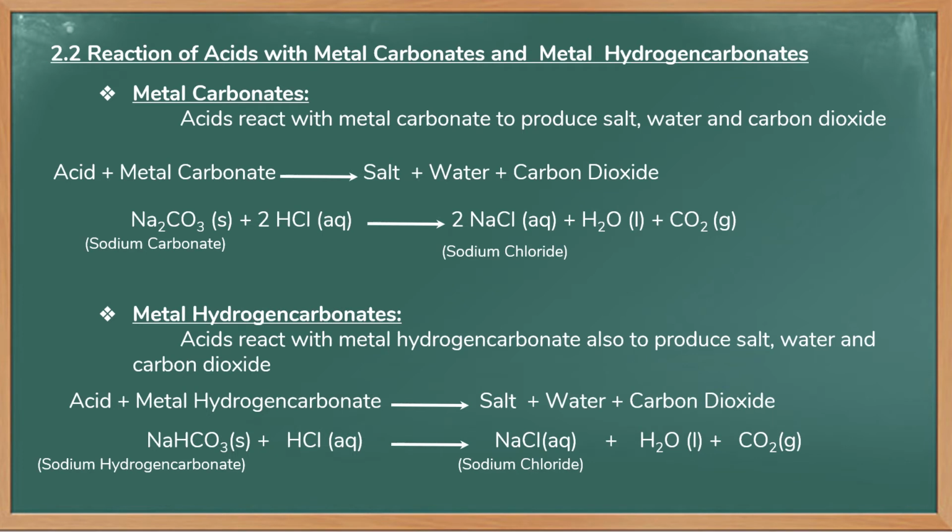With metal hydrogen carbonate also, the acids produce a salt, water and carbon dioxide. Here we can see the reaction between sodium hydrogen carbonate and hydrochloric acid to produce sodium chloride, water and carbon dioxide. Notice the difference in the balanced reaction in this and the previous example.